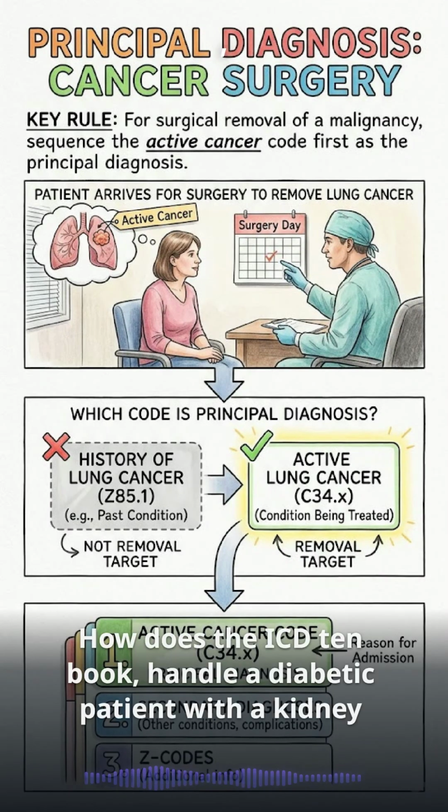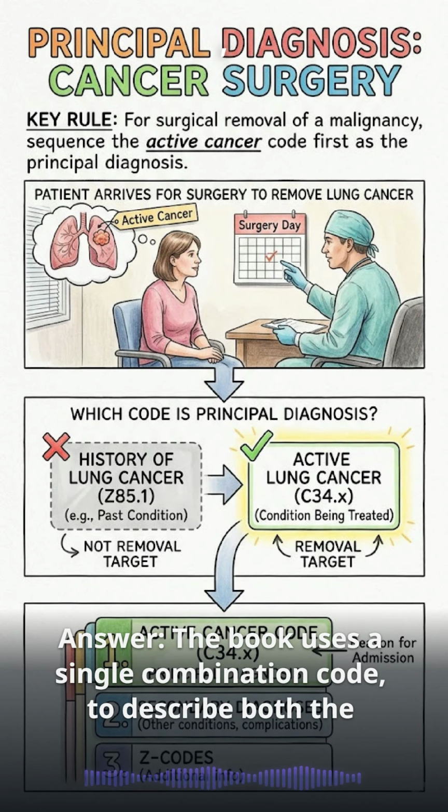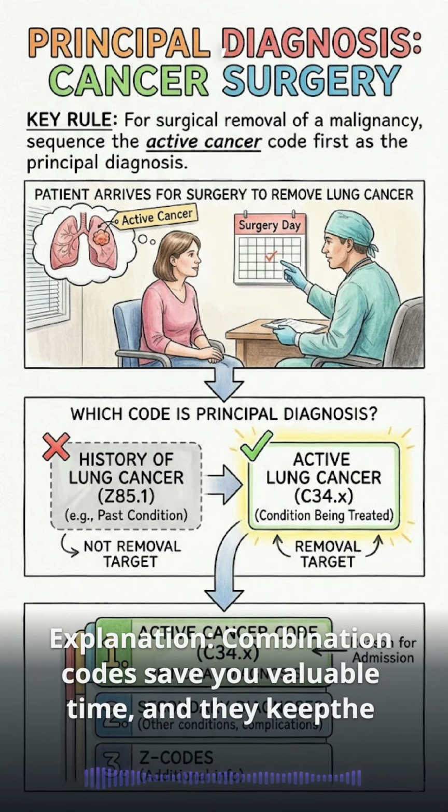64. How does the ICD-10 book handle a diabetic patient with a kidney complication? The book uses a single combination code to describe both the diabetes and complication. Combination codes save you valuable time, and they keep the billing claim very clean.